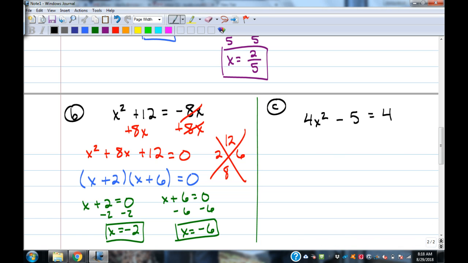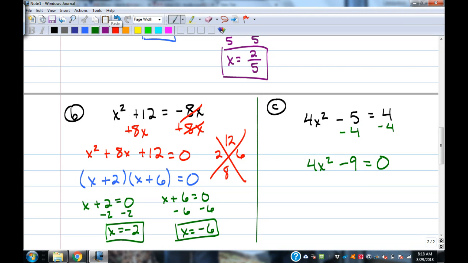What do I do first? Subtract 4. What does the 4 go with on the other side, or does it go with anything? Yeah, it's a like term with that minus 5. So that's going to combine to give us 4x squared minus 9 equals 0. And then I look for a GCF.